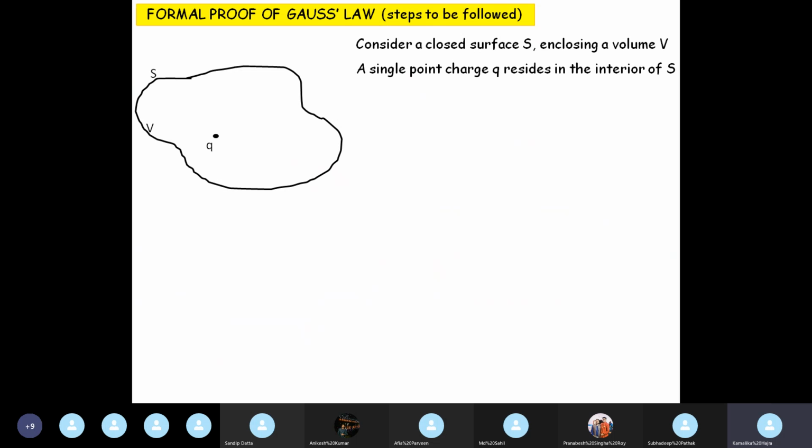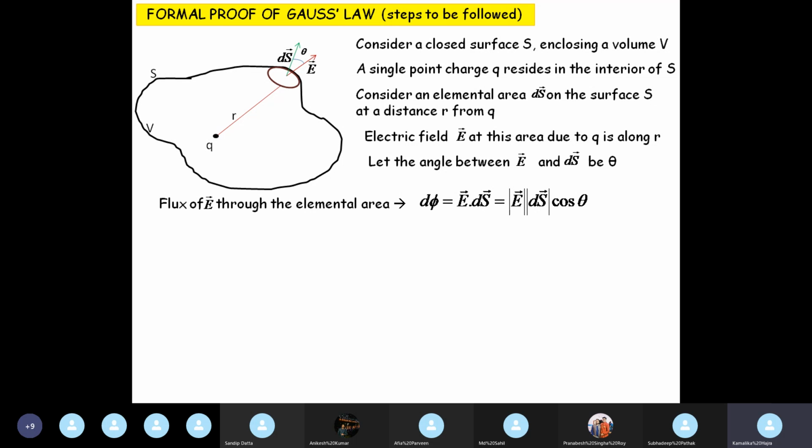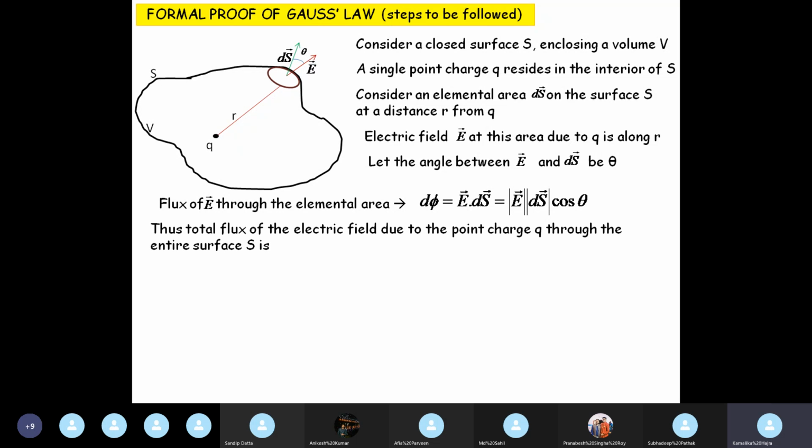Just remember that we have a closed surface S of any arbitrary shape, which encloses a volume V, and within it we have a charge Q. If you consider an area dS at the surface, which is at a distance r from that charge, the electric field is along r. If the angle between E and dS is theta, then the flux through the small area dS is E dS cos theta, d phi.